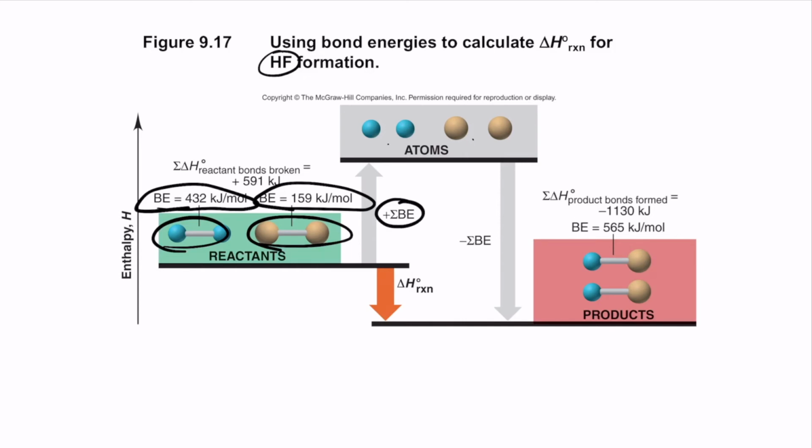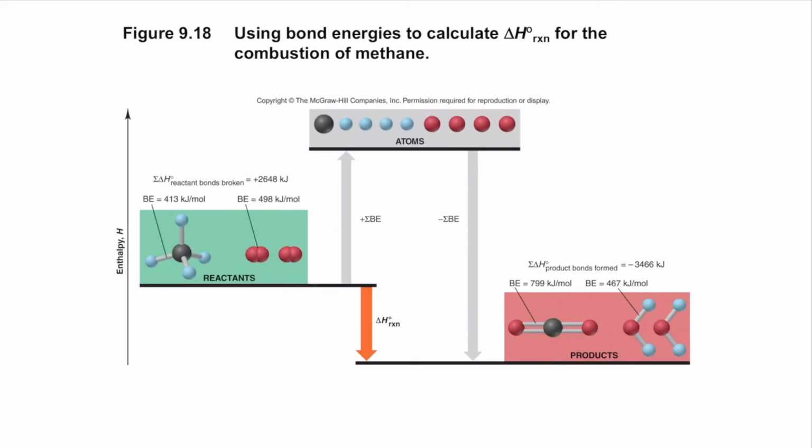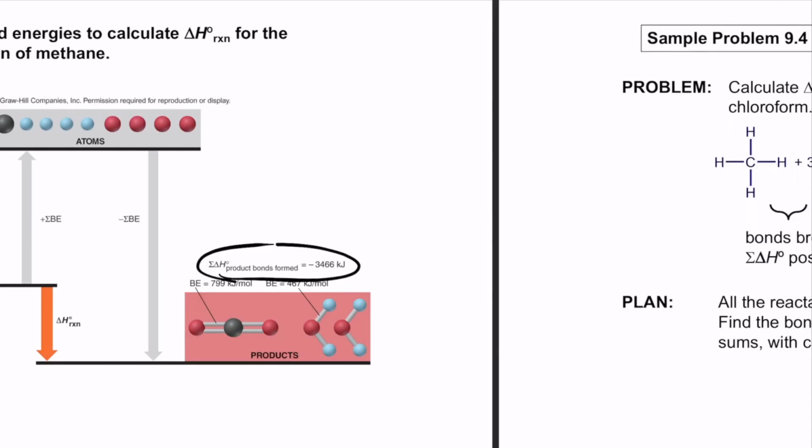Now we have to form the bonds. So the bond formation here results in HF, and each of these bonds requires 565 kilojoules. Now the energy released when forming the product bonds is negative 1130. The net value of plus and minus is the delta H value. So we always remember this value: whenever we break bonds, we consider that to be positive. Whenever we form bonds, we consider that to be negative in terms of the energy.